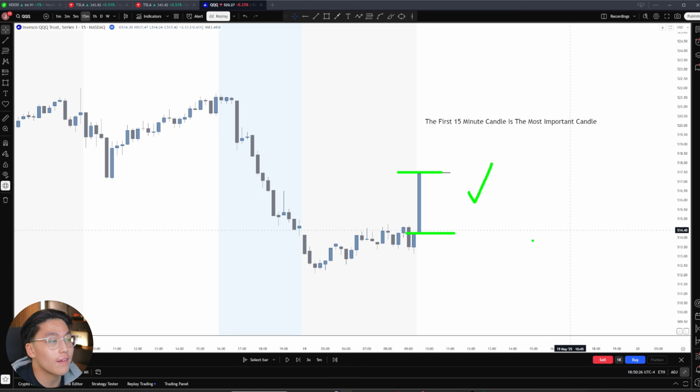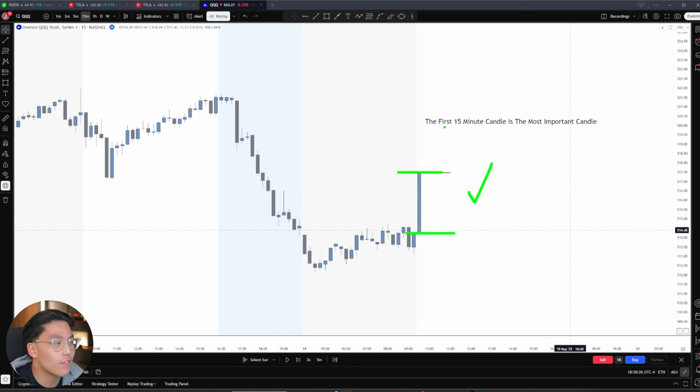So if you wait for that first 15-minute candle to develop, what it's not only going to do is reduce the noise, it's going to reduce a lot of fake outs as well, and you're going to have a lot more clear of a picture after that first 15-minute candle develops.